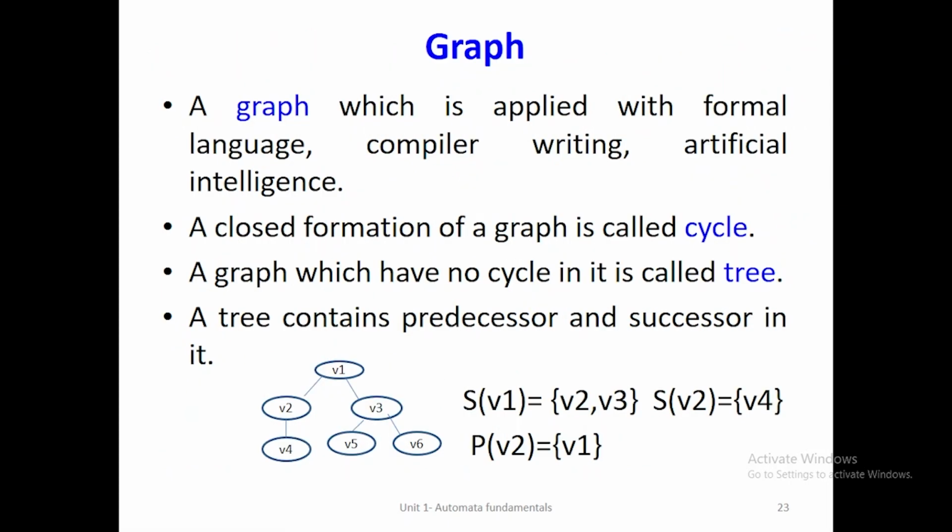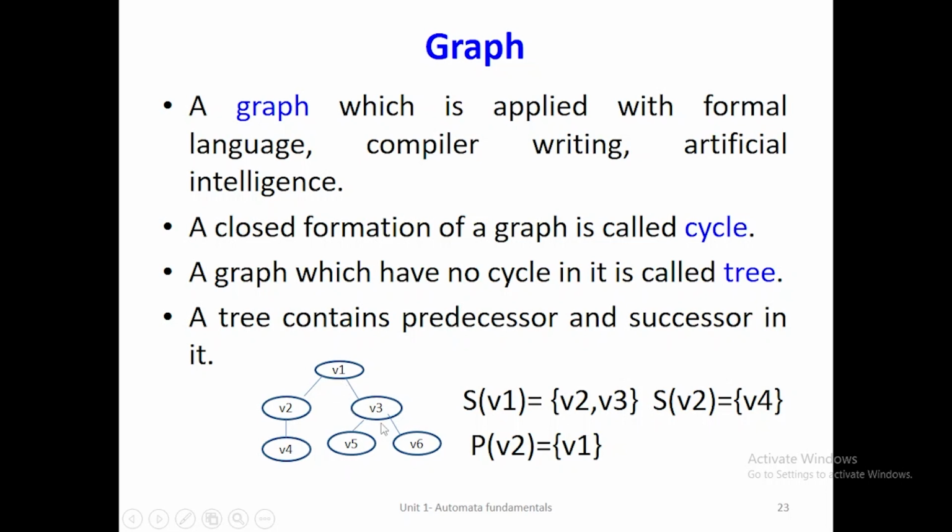And the last concept is graphs. We already write the rules with the help of grammar. Graphs are used for implementing those rules in a diagrammatical way. So a graph is applied with formal language. You can also implement that graph in compiler writing and artificial intelligence concepts. A closed formation of a graph is called a cycle. So here a graph is listed out.